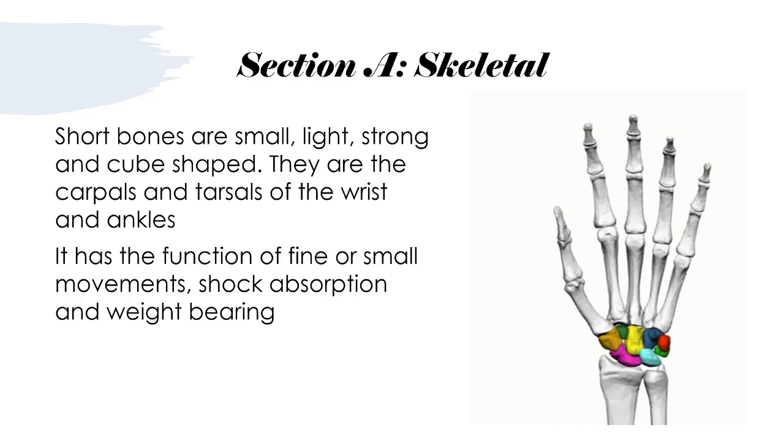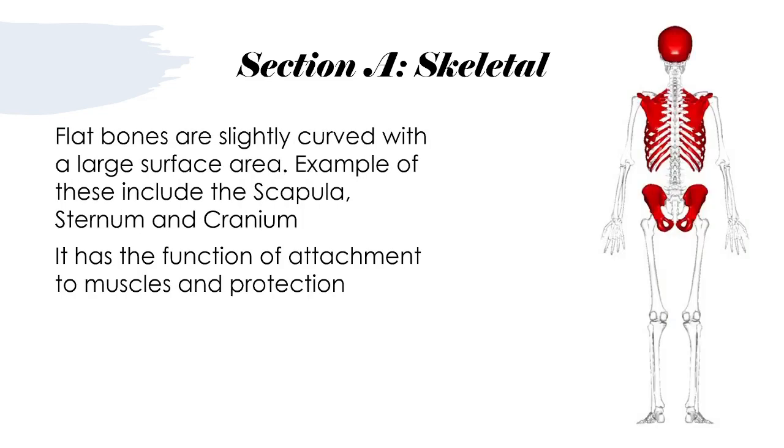Short bones are small, light and strong. They're also cubed, so you can see in the picture they're just at that point on your wrist, and they're the carpals in the wrist and the tarsals in the ankle. Their function is fine or small movement, shock absorption and weight bearing.